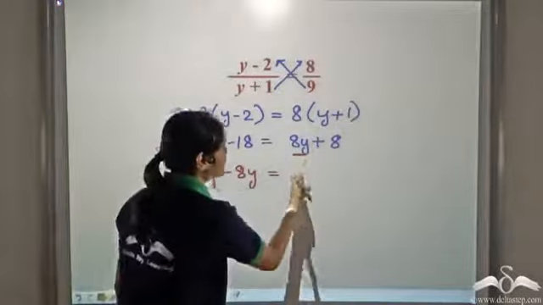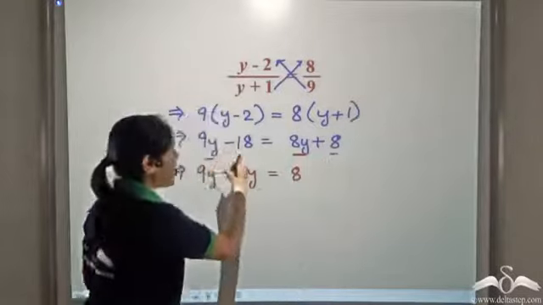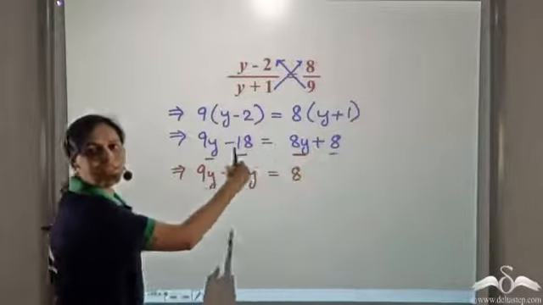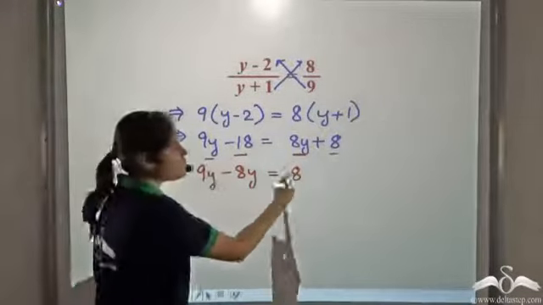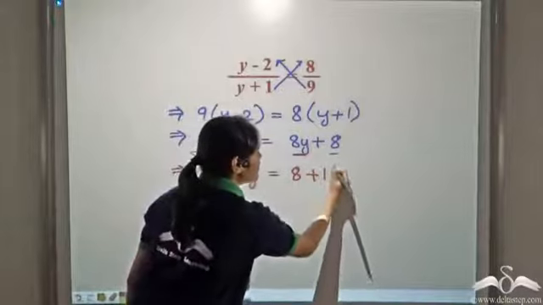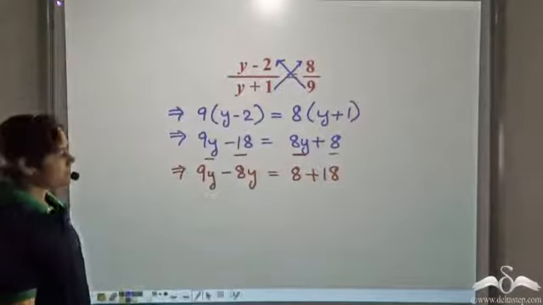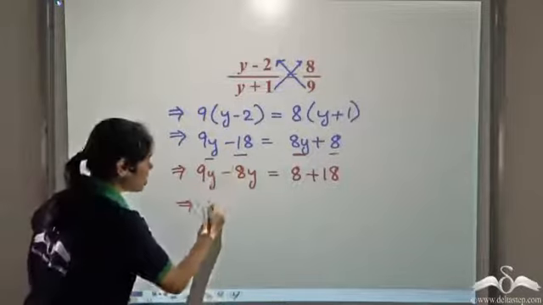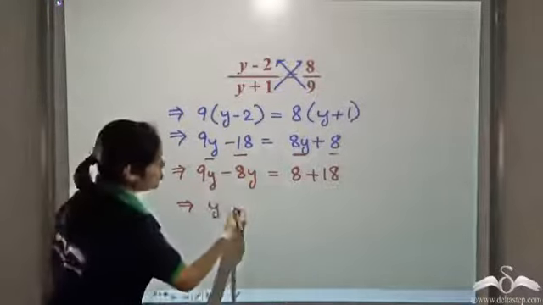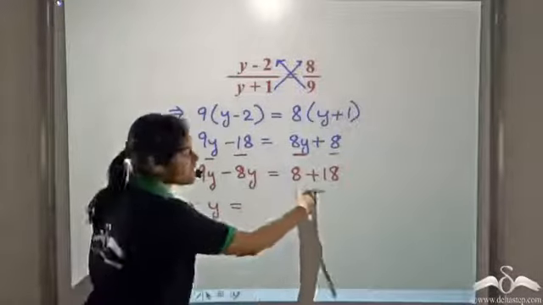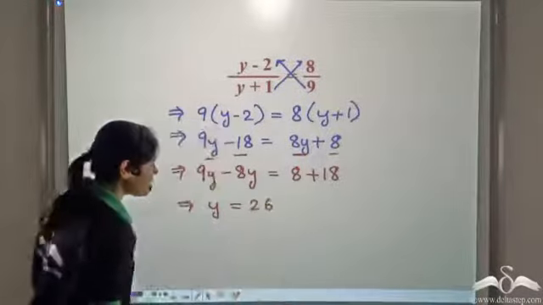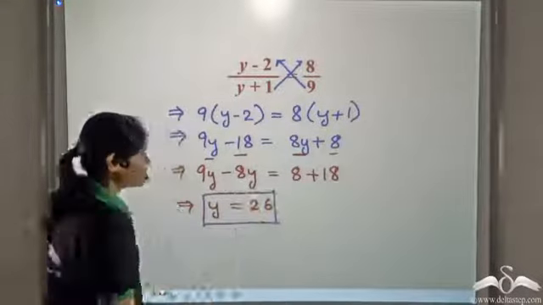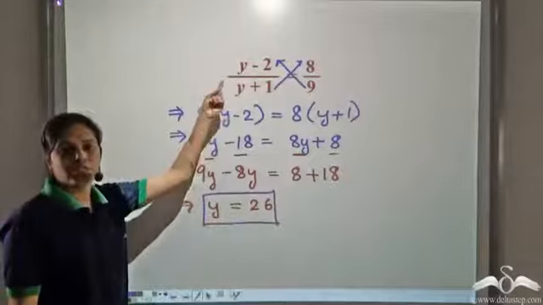We have 8 here. And we have negative 18. We need to take it to the right hand side. So when negative 18 is transposed, it will become plus 18. So we get 9y minus 8y is equal to y, which is equal to 8 plus 18, that is 26. So this is our answer. y is equal to 26 is the solution of this equation.